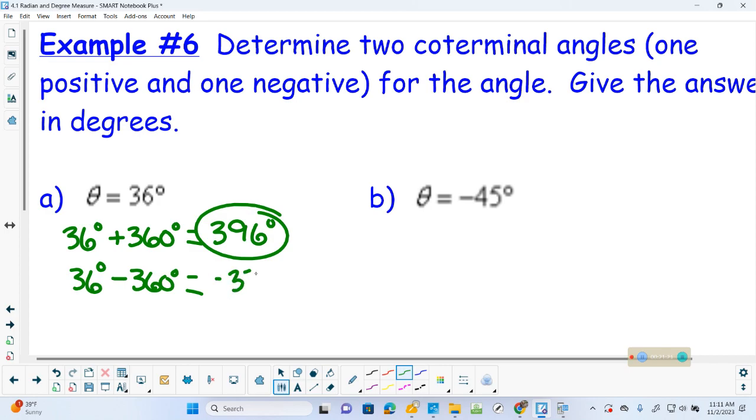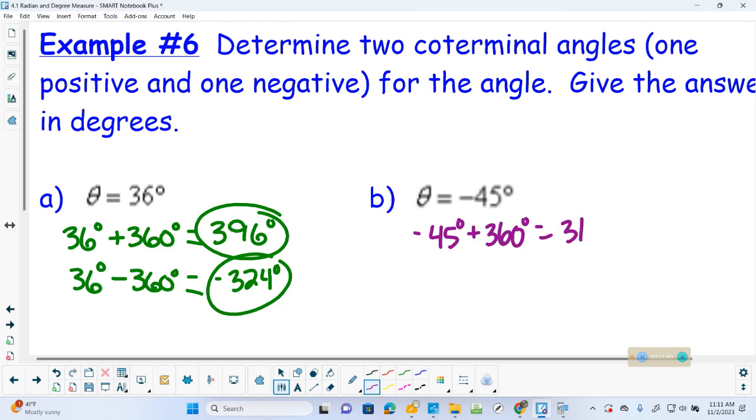Yeah. Now again, just recognize what is significant about this. If I made you draw 36 degrees, 396 and negative 324, you land at the same spot for all three of them. It's just different routes to get to it. All right, negative 45. So let's add 360. What do you got for that one? 3 what? Got it. And then I'm going to subtract 360.